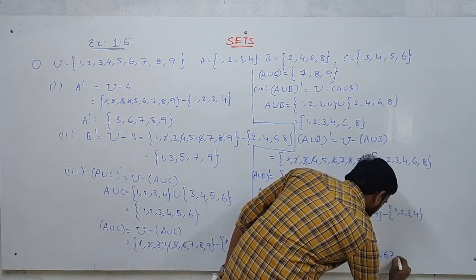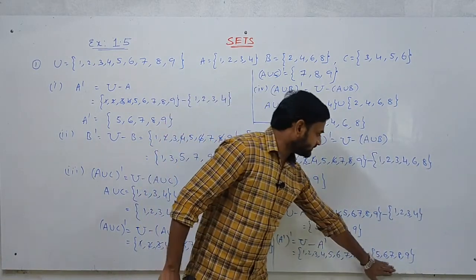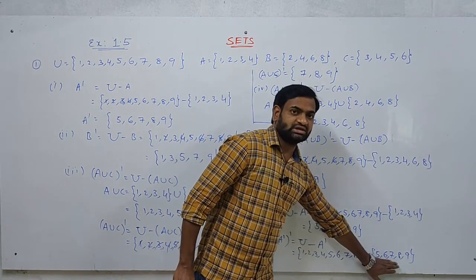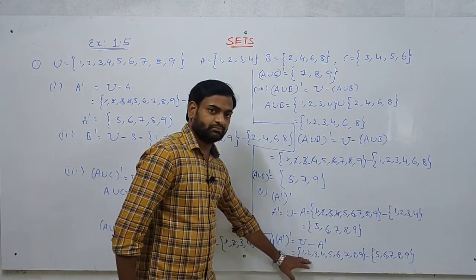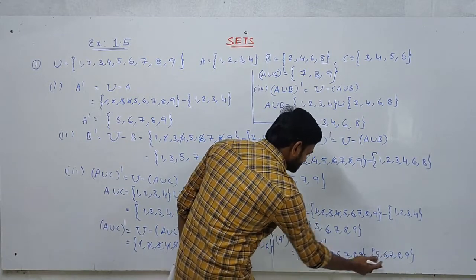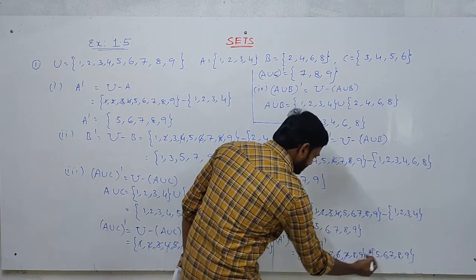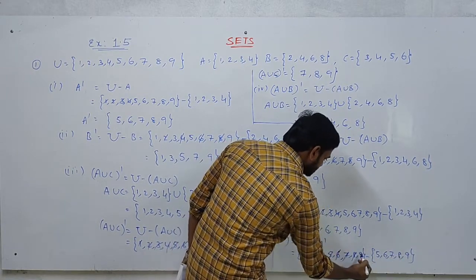5, 6, 7, 8, 9. So cancel these elements from this set. Here 5 is there, you can cancel 5. Next 6 is there, cancel 6. 7, cancel. 8, cancel. 9 also cancel.